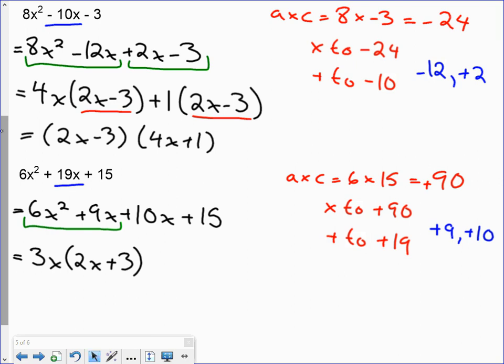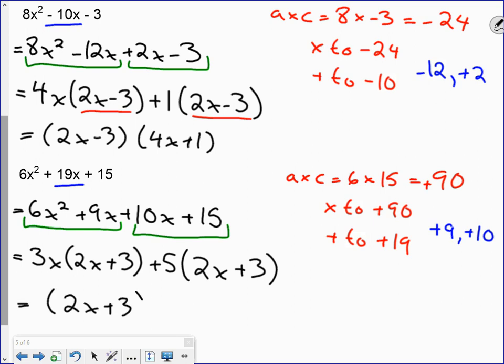In our second pair, the numbers are both divisible by 5. There isn't an x common to both of them, so to get 10x, I need 5 times 2x, and to get 15, I need 5 times 3. And sure enough, the 2x plus 3 is now common, so I can factor out 2x plus 3, and I'm left with the 3x plus 5. Okay.